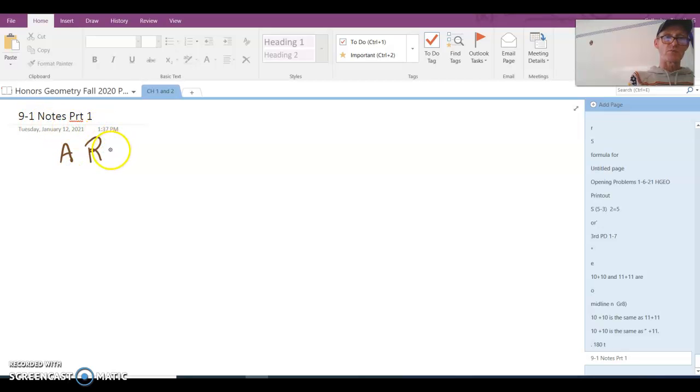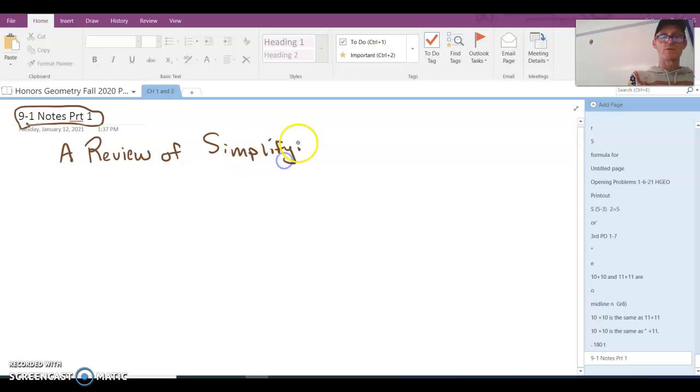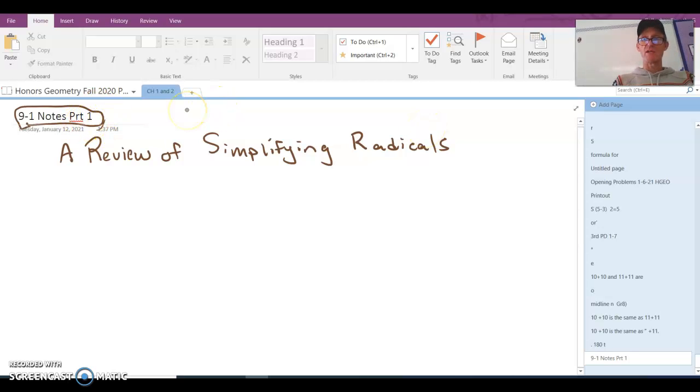This is 9-1 Notes Part 1, and this is a review of simplifying radicals. This is part 1, and the second part will be solving quadratic equations. So a review of simplifying radicals has 3 key ideas.